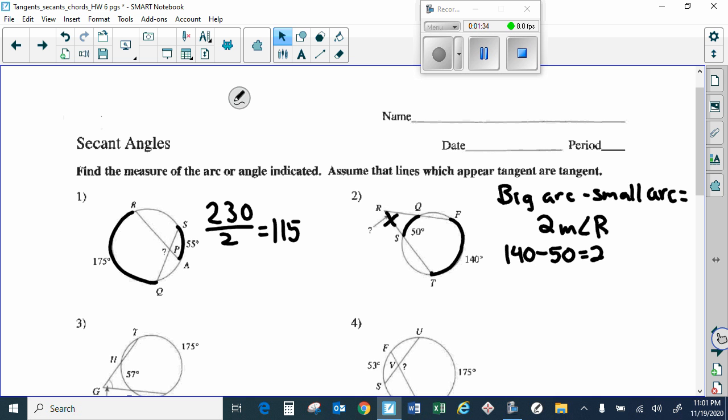If I want to just call that x for the angle, just make it 2x. So I get 90 equals 2x, and therefore divide by 2, and I get x equals 45. So the angle, measure of angle R, we just changed it to x. So the measure of angle R is 45 degrees.